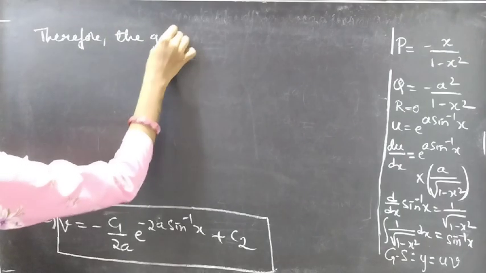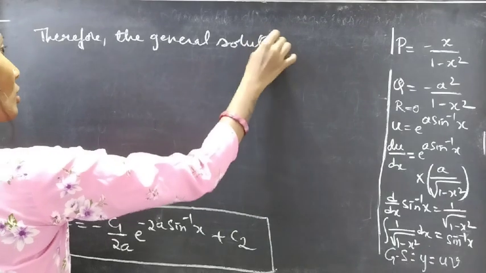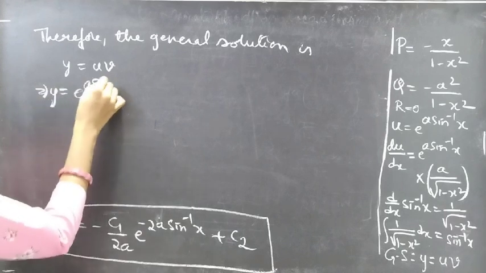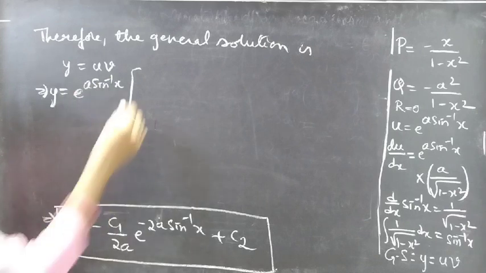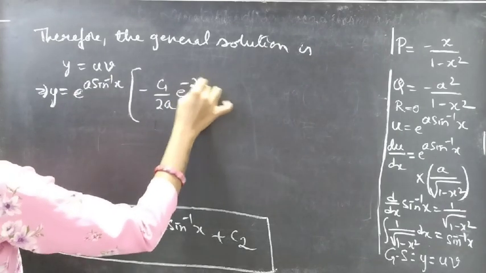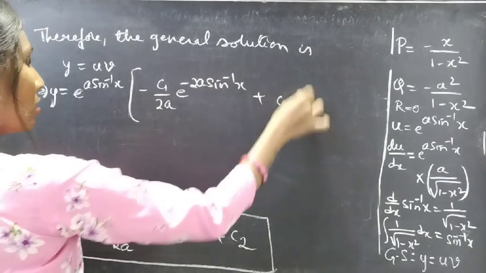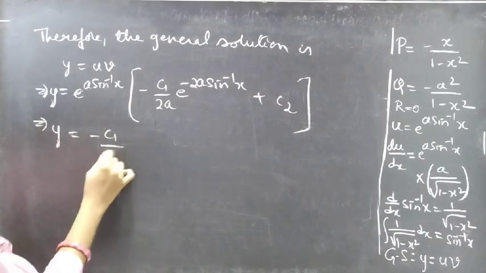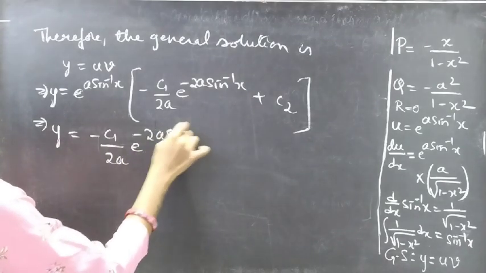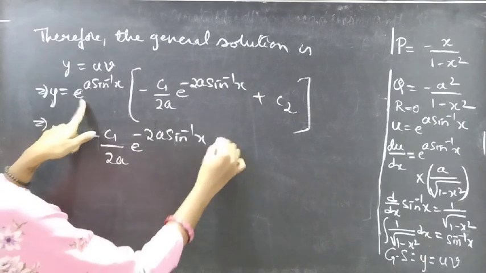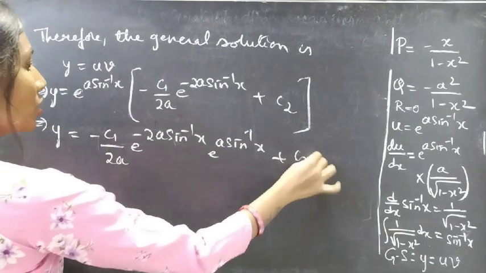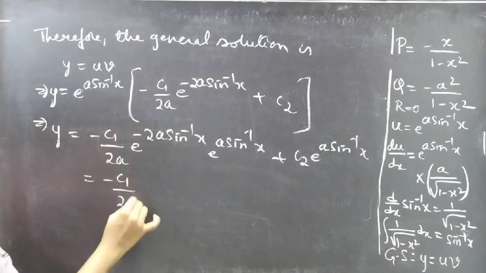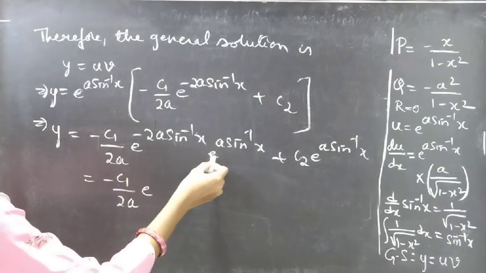Therefore, the general solution is given by y equal to u into v. Then y equals, for u we have e power a sine inverse x, into v, which is minus c1 by 2a into e power minus 2a sine inverse x plus c2. Then y equals minus c1 by 2a into e power minus 2a sine inverse x into e power a sine inverse x plus c2 e power a sine inverse x. Right? This equals minus c1 by 2a into, see we have e power minus 2a sine inverse x into e power a sine inverse x.